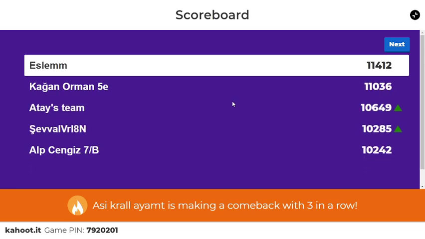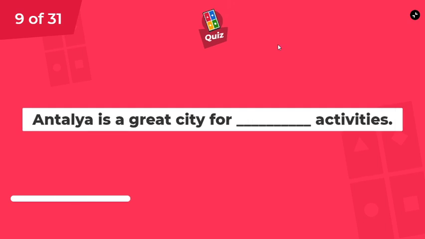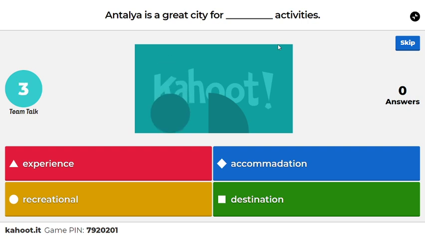Eslem is number one. Kaan is number two. Ate is number three. Şevval is number four. Alp Cengiz is number five. By the way, Şevval and Atay are climbing up and they got into the top five. By the way, Asi Kral Ayamt is making a comeback with three in a row. Say hello to Meltem. Question number nine. Antalya is a great city for blah blah blah activities. Experience, accommodation, recreational, or destination. Which one?